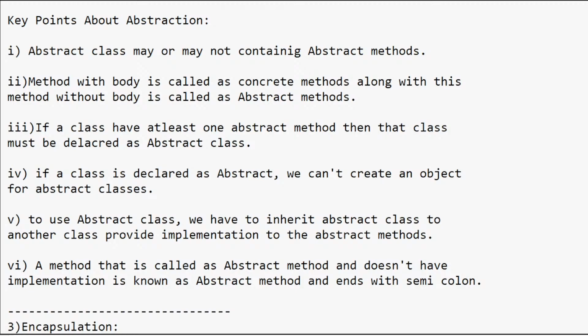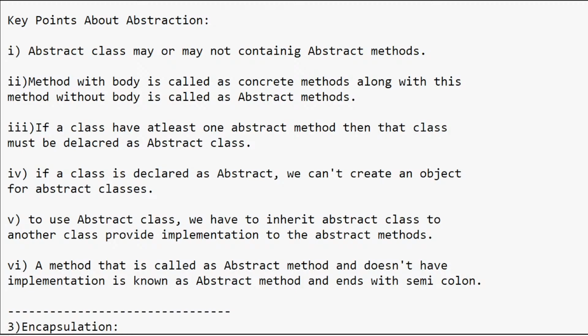Then what is our last point? A method that does not have an implementation is known as an abstract method and ends with a semicolon. A method called an abstract method does not have any implementation part, and that method is known as the abstract method. That abstract method must end with the semicolon.